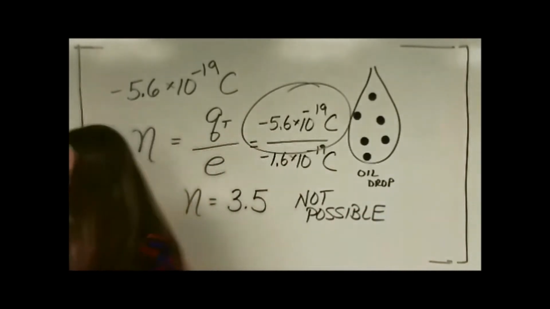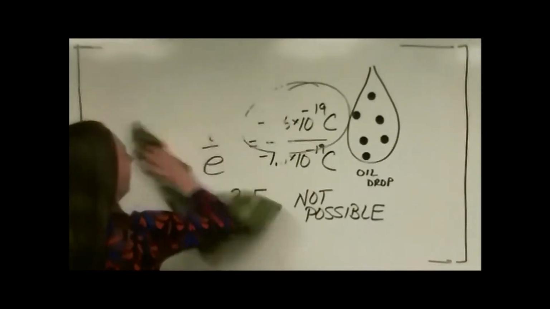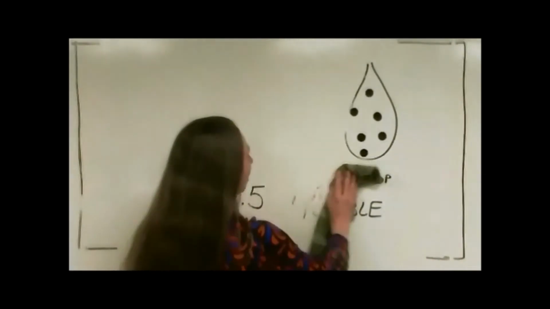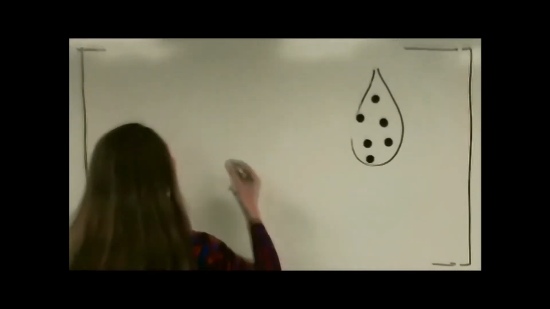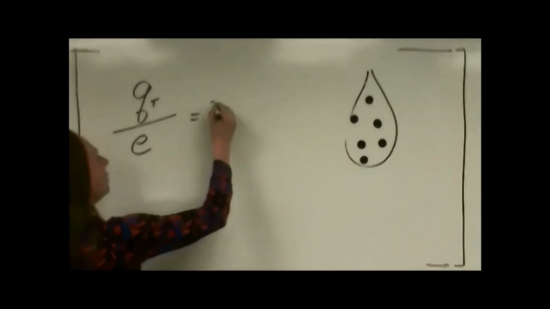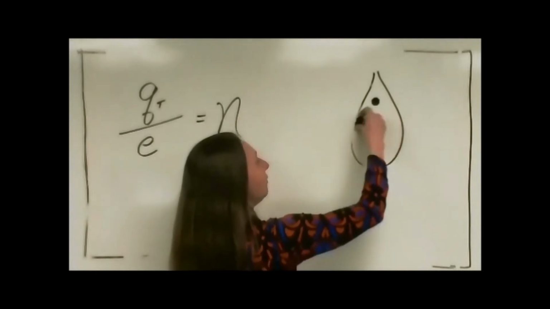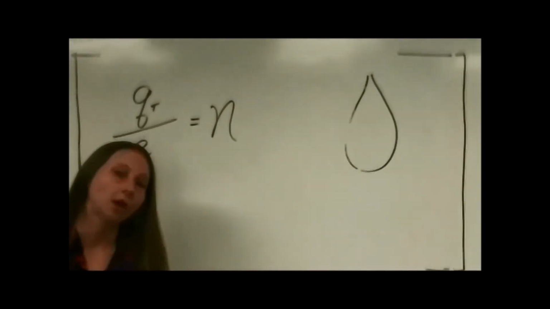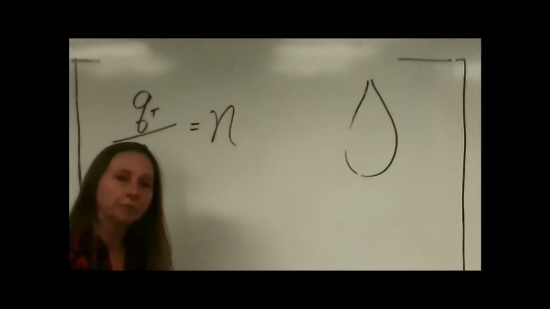To summarize, when you're asked whether or not a total charge is possible, simply take that excess charge, that total charge, divide it by 1 elementary charge, and find out how many electrons that supposedly is. If it's a whole number of electrons, then that total charge is possible. If it's not a whole number of electrons, that total charge is not possible.